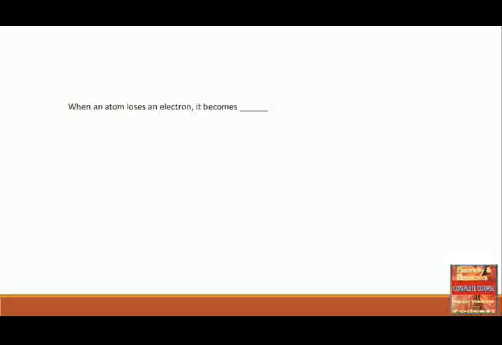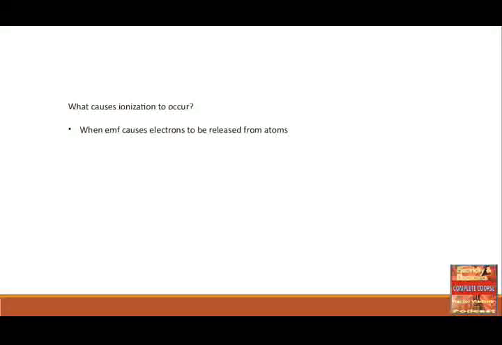When an atom loses an electron, it becomes blank. Ionized. The invisible lines of force that surround a charged body are called the electrostatic field. What causes ionization to occur? When EMF causes electrons to be released from atoms.